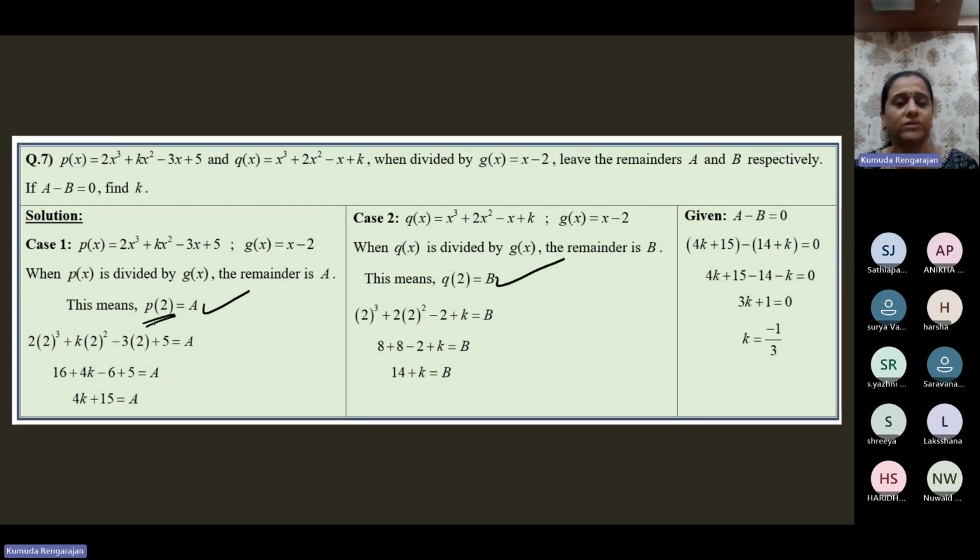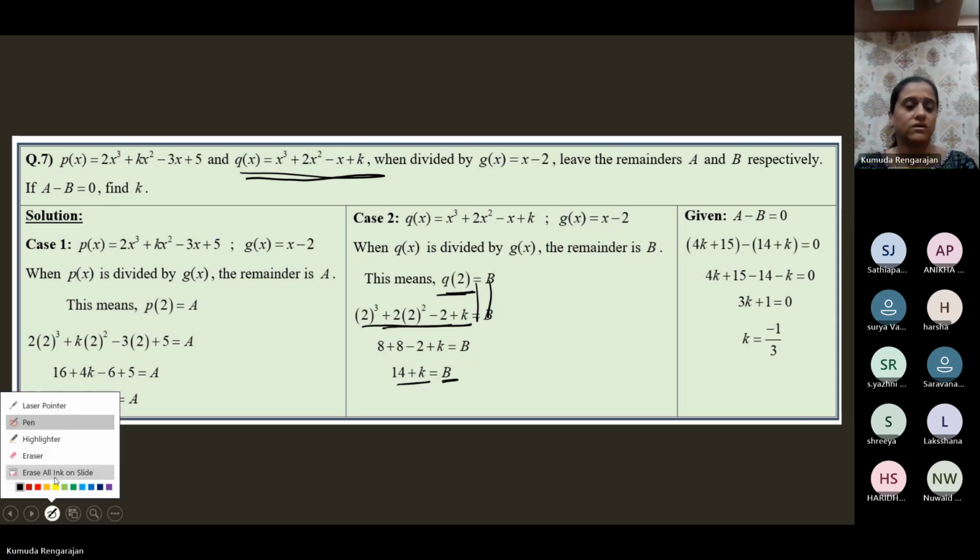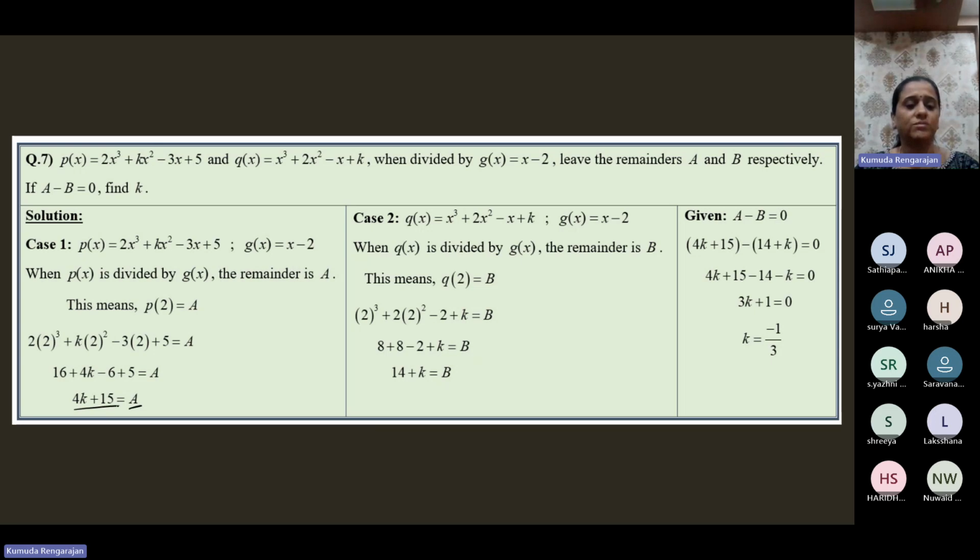So how do we find P of 2? In P of x, wherever there is x, use 2. So you can see here, it is equal to A. So this is the expression for A. Similarly, for Q of 2, in Q of x, wherever there is x, use 2, is equal to B. So the expression for B is 14 plus K. So A is equal to 4K plus 15.